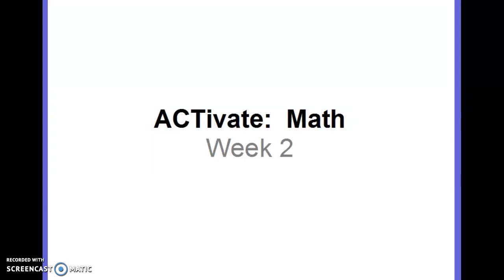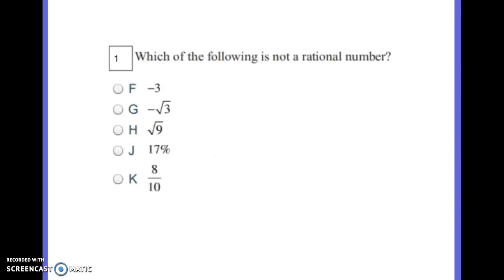So here are the explanations for the Activate math questions for week 2. Question 1 goes back to some of the information that was discussed last week about types of numbers. So which is not a rational number? A rational number is one that can be written as a fraction. This also includes a terminating or a repeating decimal. So this is a rational number.